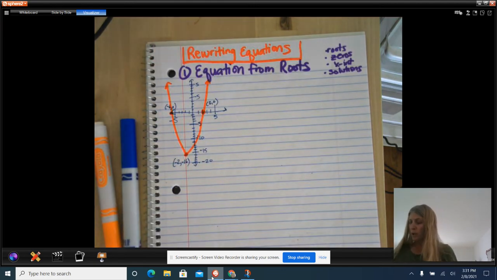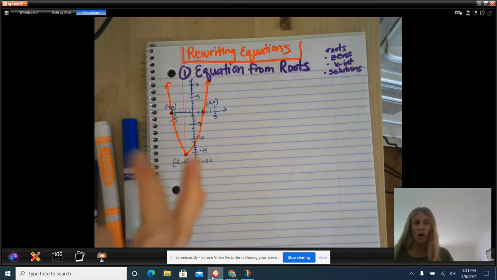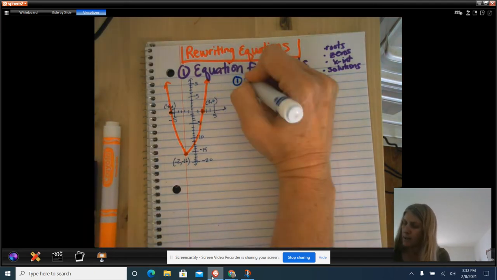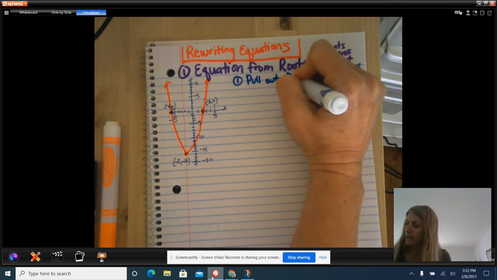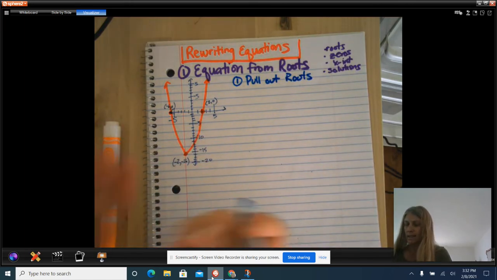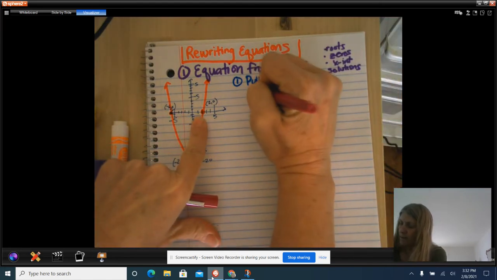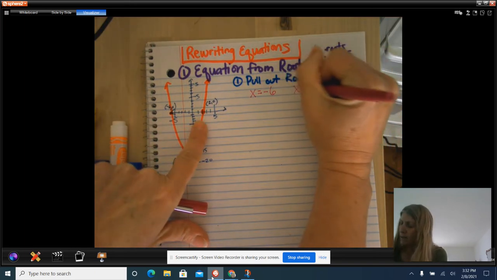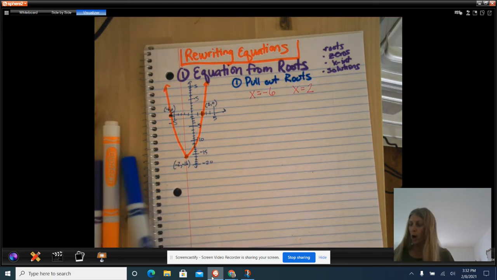So as we're looking at this, or if we see this on a table and we see where those roots are, remember it's when your y is 0. Your first step is to pull out the roots. And like I said, if it's in a table, you're going to take them out that way. And you're just going to set them up as x equals what those roots are. So over here, we have x is equal to -6. And we have our other one, x is equal to +2. So that's your first step, simply to write down what those roots are.